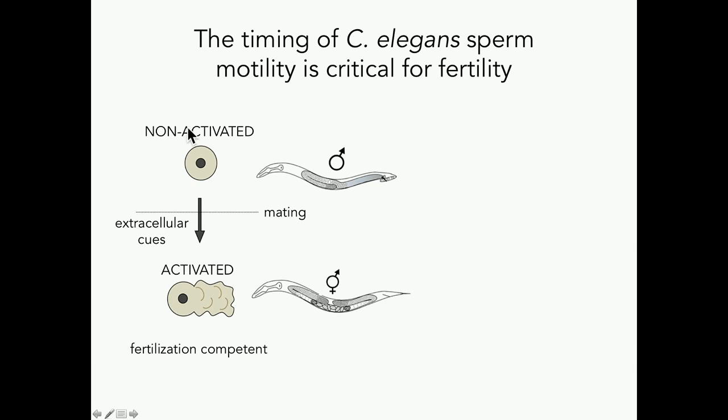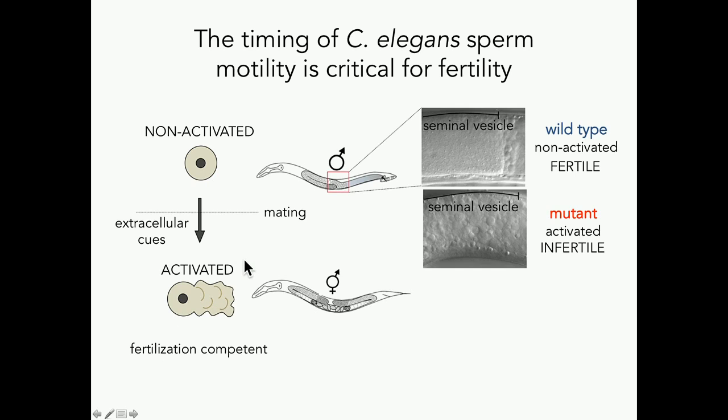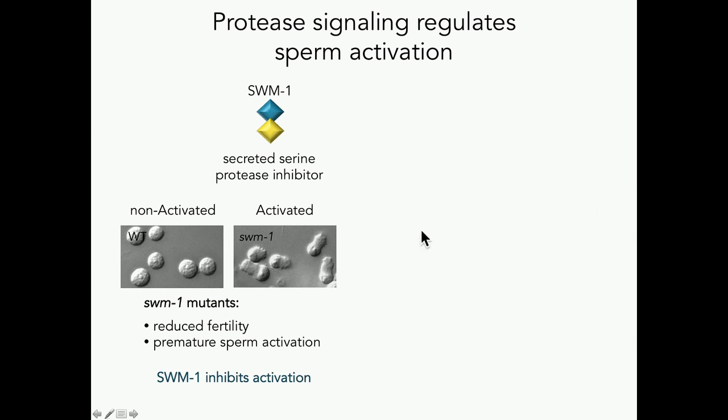Within the male, sperm remain immotile. Upon mating and receipt of extracellular cues, they become polarized cells with an extended pseudopod that they use to crawl towards oocytes. In this activated state, they are now fertilization competent. We know that the timing of activation is very critical to fertility because various genetic mutants in which males contain prematurely activated sperm within their seminal vesicle or the sperm storage organ are infertile. One such mutant is the SWM-1 mutant.